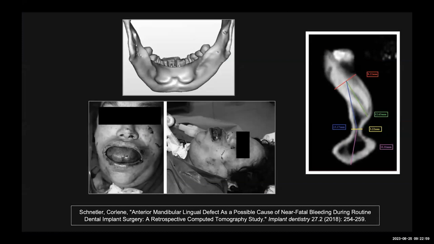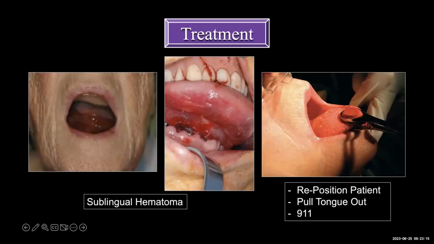So if you look in the literature, there's probably 100 case studies that will talk about placing implants in this anterior mandible and ending up with a life-threatening situation like this, which is a sublingual hematoma. So what is a sublingual hematoma? What happens is you'll have a severe bleed in the sublingual tissue. Because of that, the sublingual tissue will get larger, it raises the tongue, and then it shuts off the patient's airway.